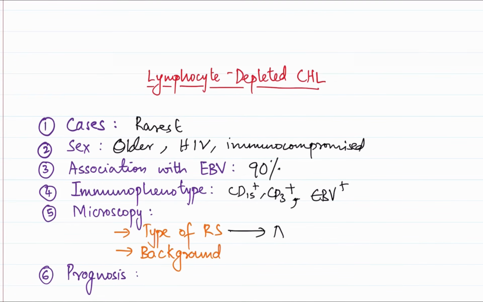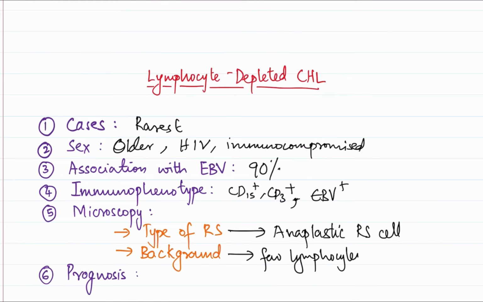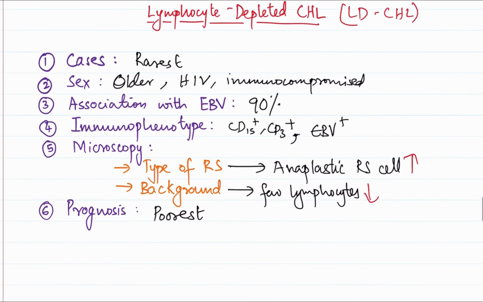Now, as I've said, there is a poor prognosis. Whenever we say poor, anaplasia should come to our mind. So anaplastic RS cells will be the most predominant one. And there will be very few lymphocytes. Compared to the other types, here the anaplastic cell is predominant, whereas the lymphocyte cell is actually less. We have said that RS cell is usually just 1 to 3%. But in lymphocyte depleted CHL, that is LDCHL, the anaplastic cell count is really high, and the prognosis, as we have said, is the poorest of all Hodgkin's lymphoma.